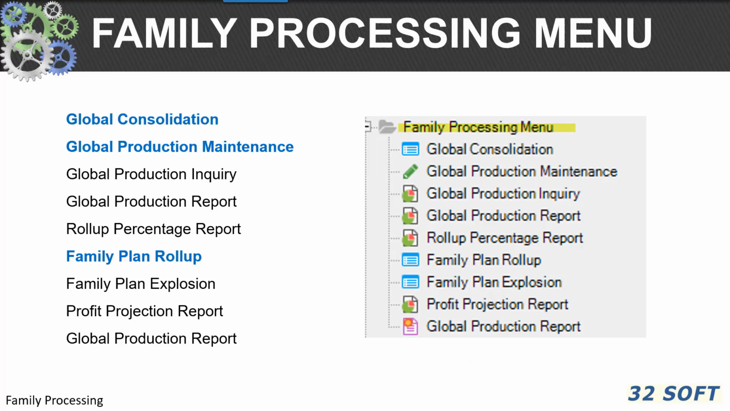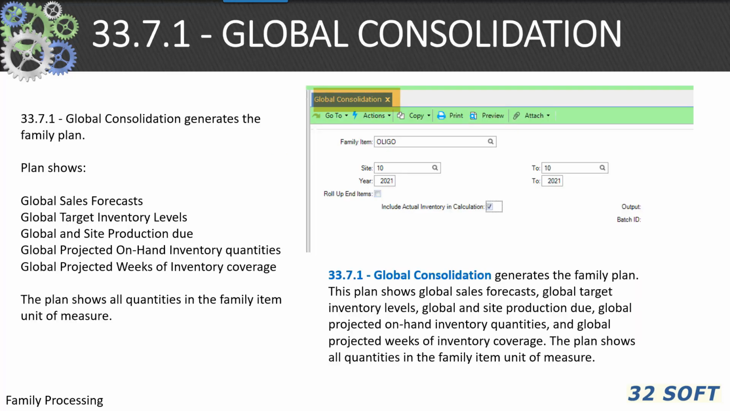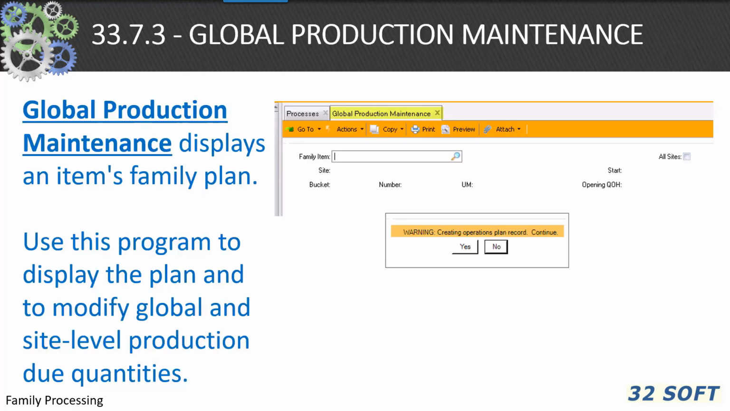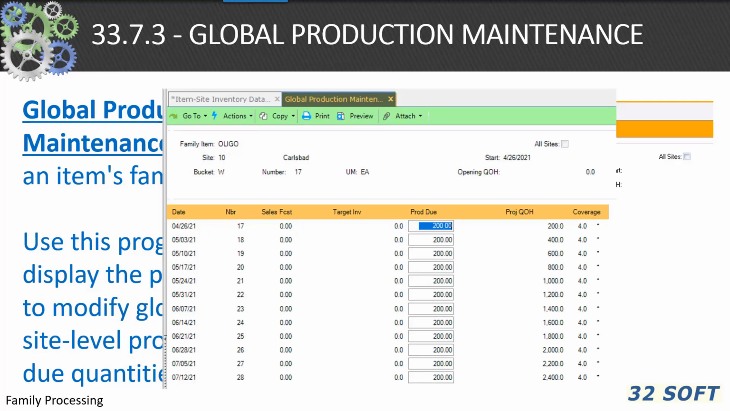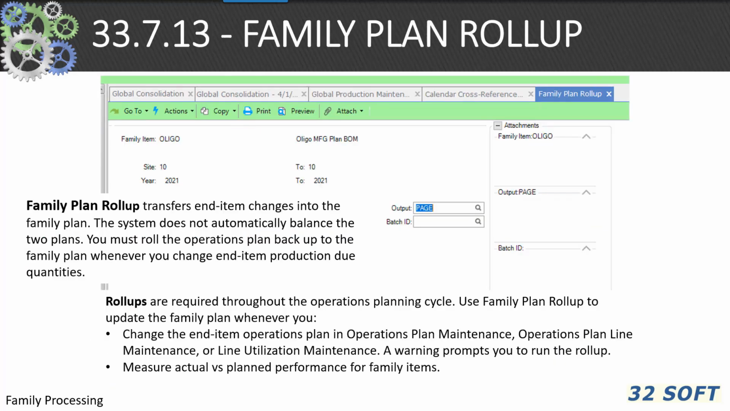And then you process. So once you have created your families and sub-family hierarchies, if you have the need, you can then address the process of consolidating these on a global basis. The 33.7.1 global consolidation generates the family plans. It shows you sales forecast, target inventories, production quantity on hand, and weeks of coverage at that global level. You can use 33.7.3 global production maintenance, which displays end items and family. And here you can see the manipulation of that data.